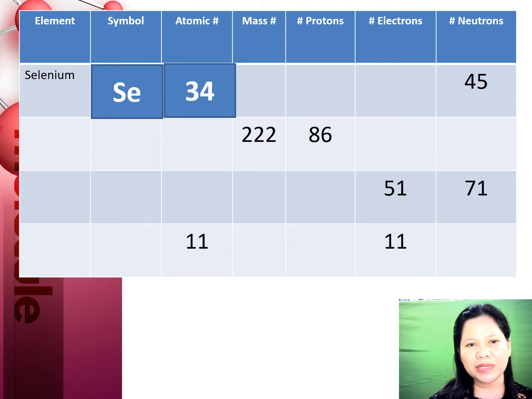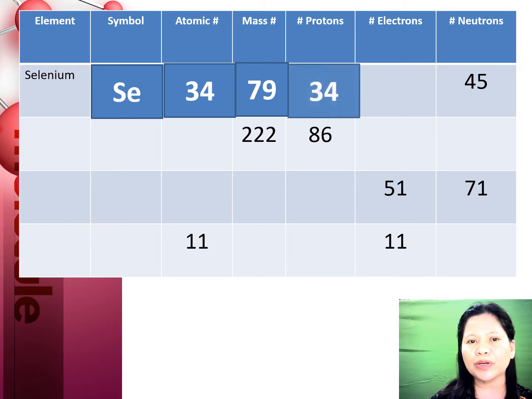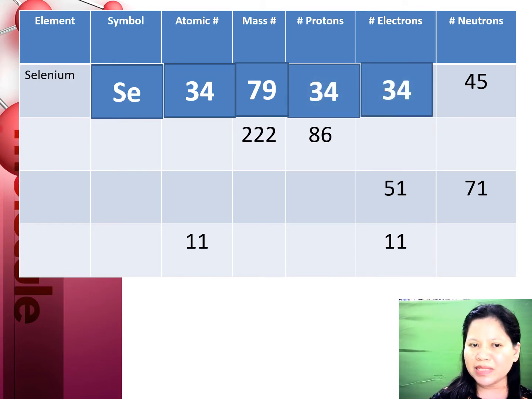If the atomic number is 34, therefore the number of protons, because we said atomic number is equal to the number of protons, which is equal to the number of electrons. So they are equal to the number of protons and the number of electrons. How do we get the mass number 79? We'll simply add protons plus neutrons equals the mass number. I hope that's clear. That's for the subatomic particles.